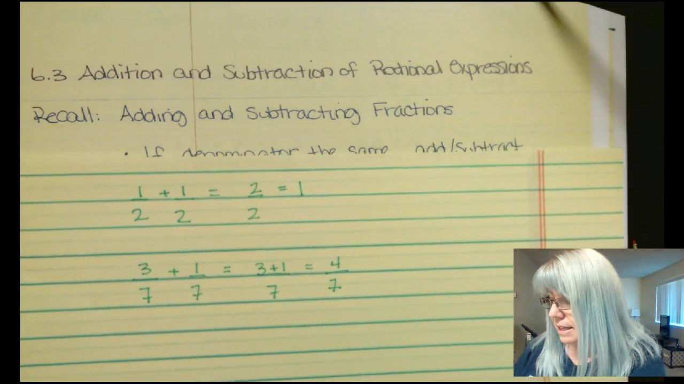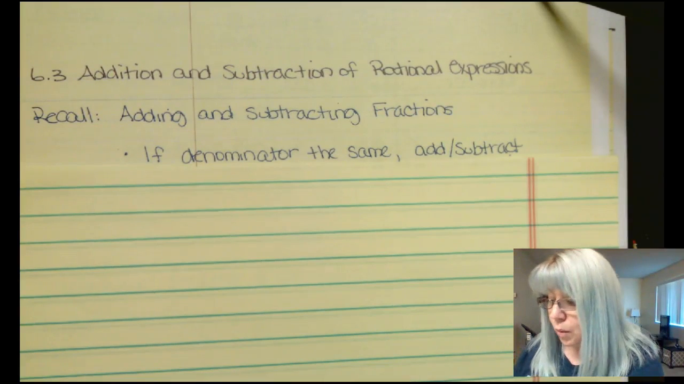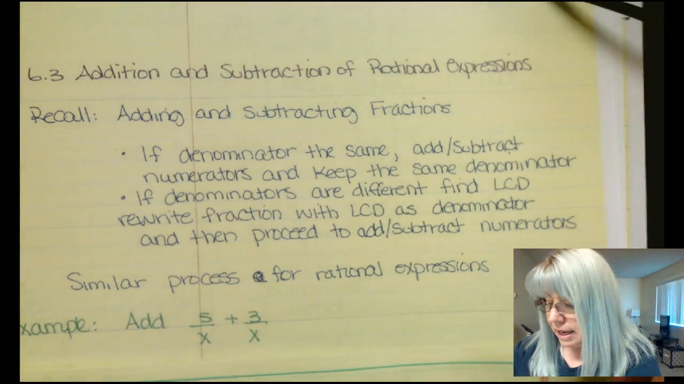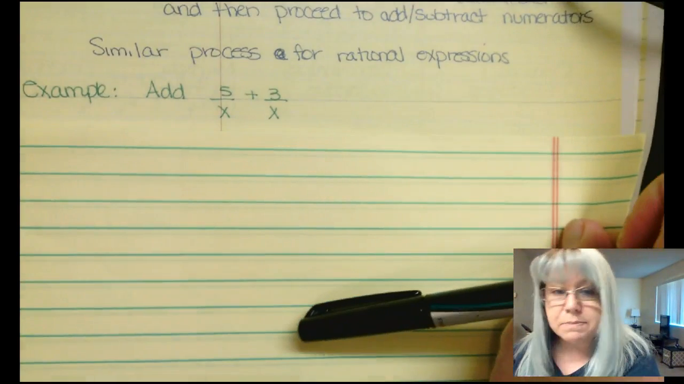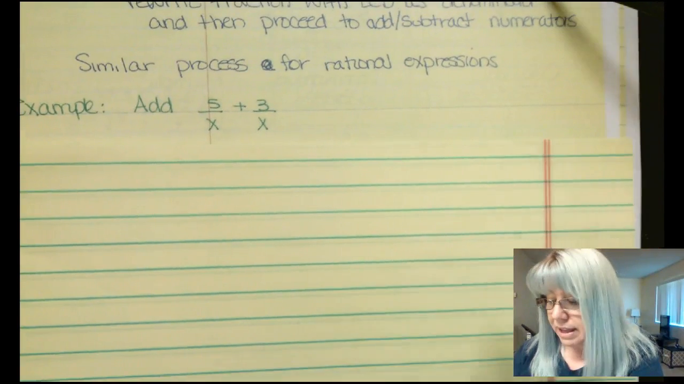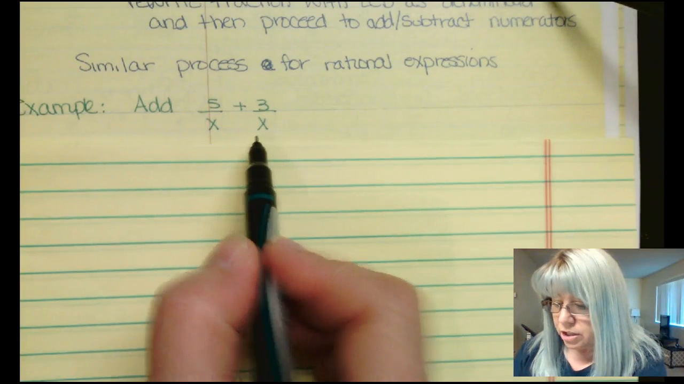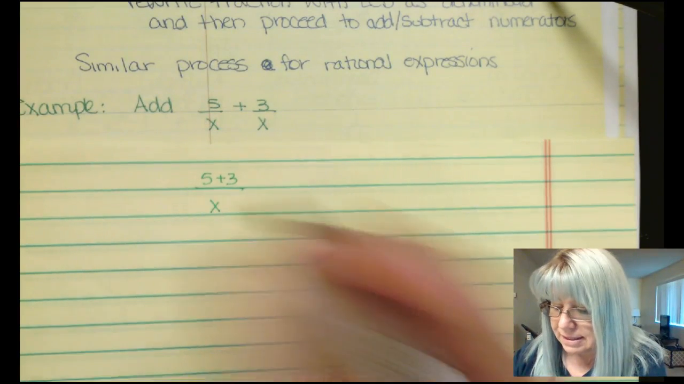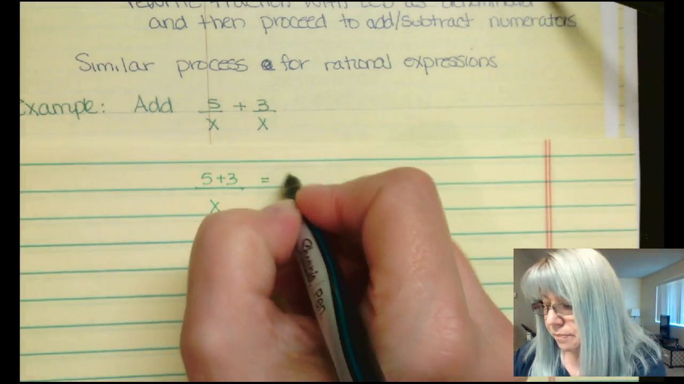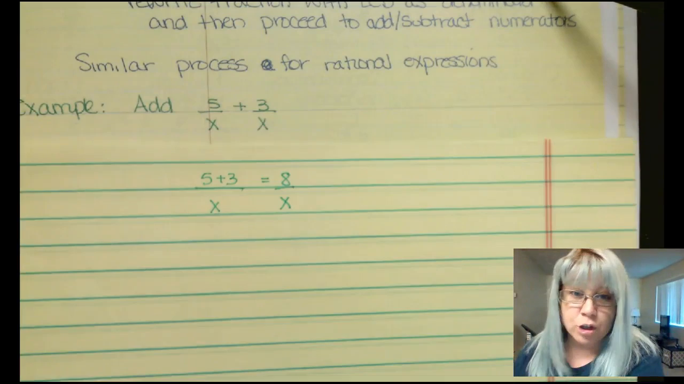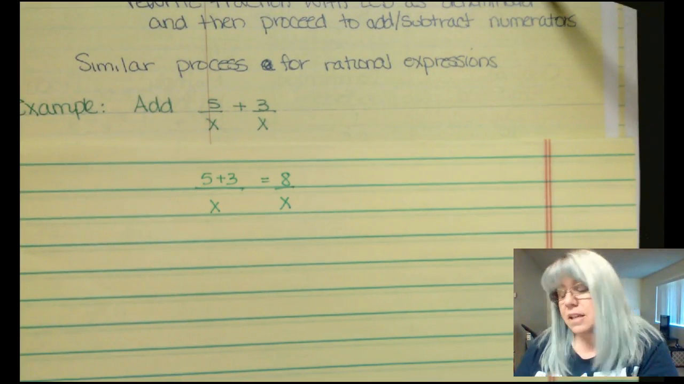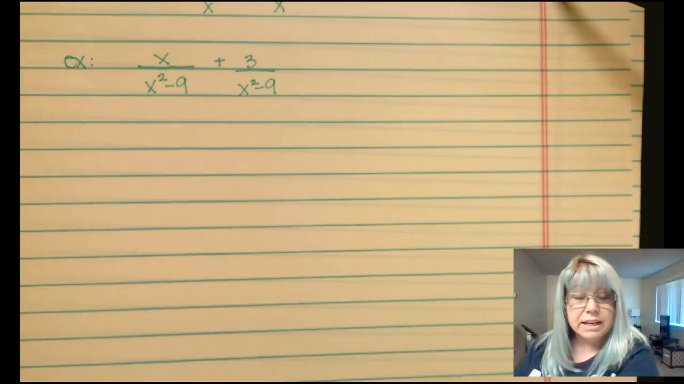So let's see this with rational expressions. Let's take something like 5/x plus 3/x. Well, they have the same denominator, so I can write it as 5 plus 3 all over x, which would equal 8/x. I don't know what x is, so there's nothing that I can reduce. If I knew what x is, I could reduce. Let's look at another example.